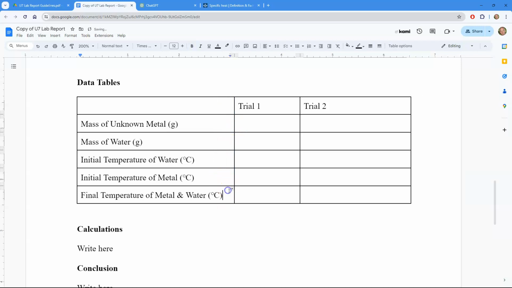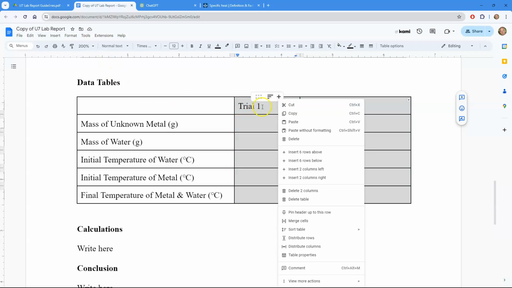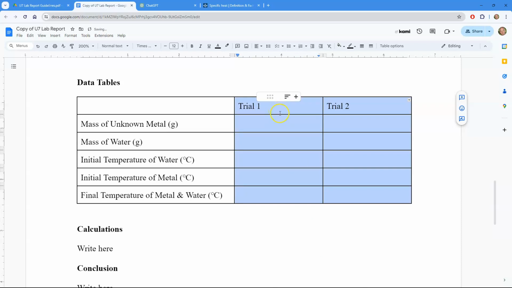Perfect. Okay. Now, if you notice, column 2 and column 3 are not the same size. So there's a really easy way to make those columns the same size. If you highlight the 2 columns like I just did, so click and drag, and right-click on the table, there's an option for distribute columns. That will make them both the same size.